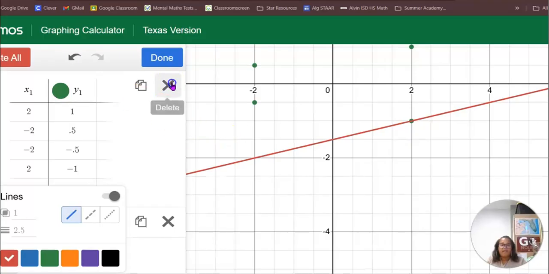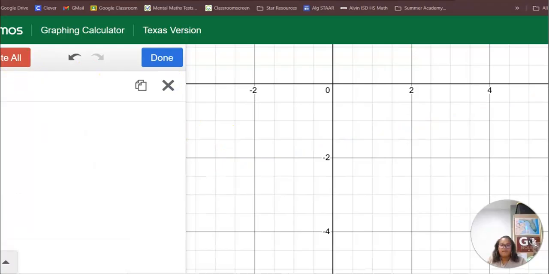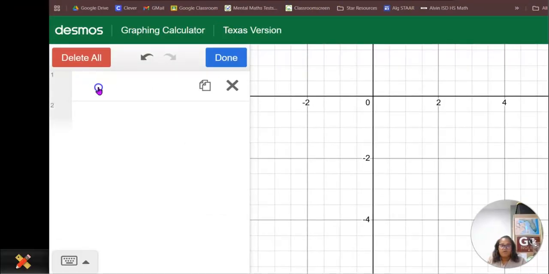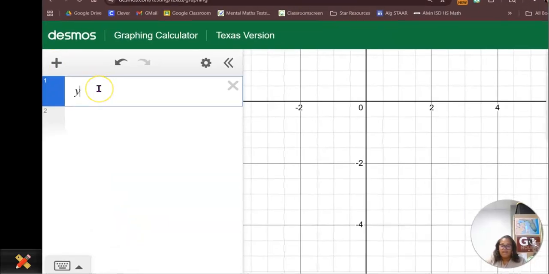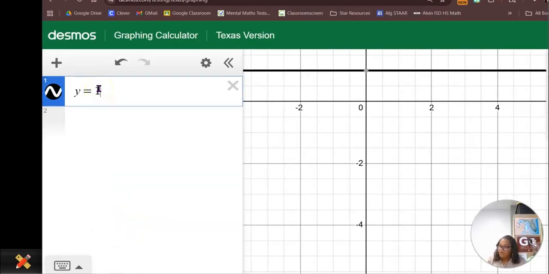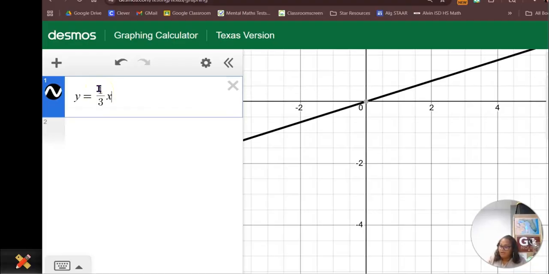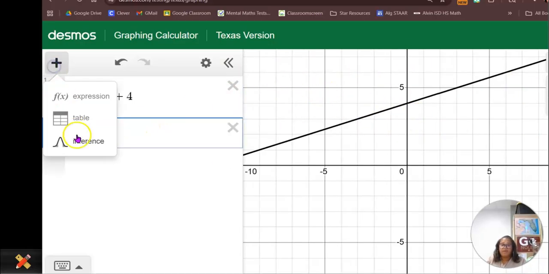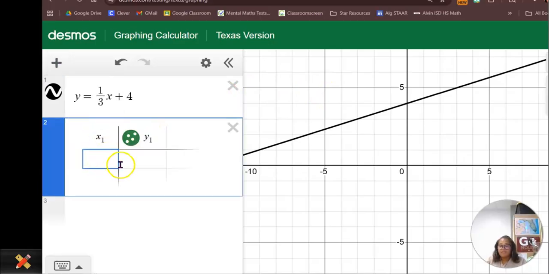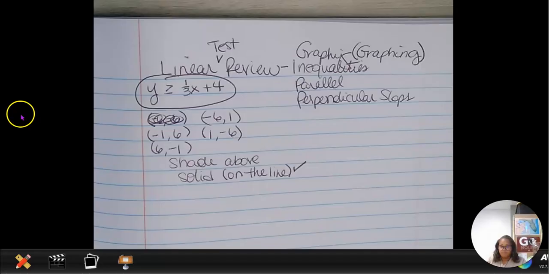Boom. And graph the inequality. So instead of it being y is greater than or equal to, I'll just say y equals 1/3 x plus 4. Then I can see the line, boom, right there. And I know that it'll be shaded above. Then I can put my points that are given to me in my solution set and see which ones work.